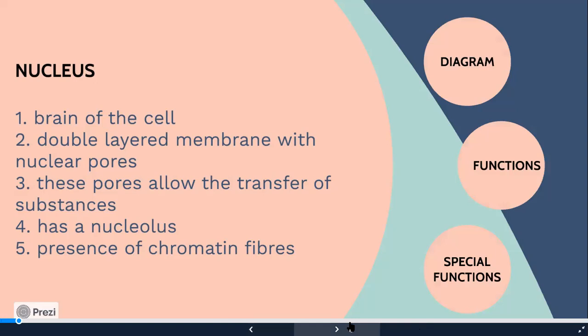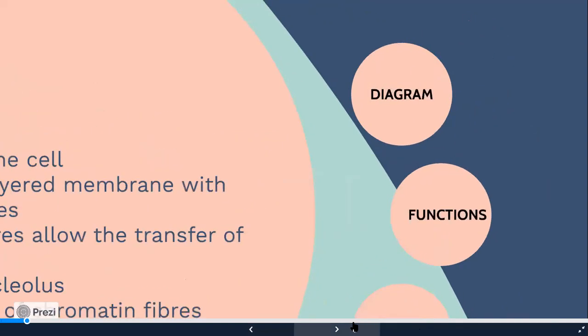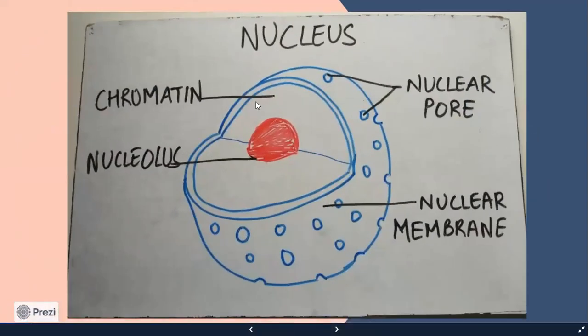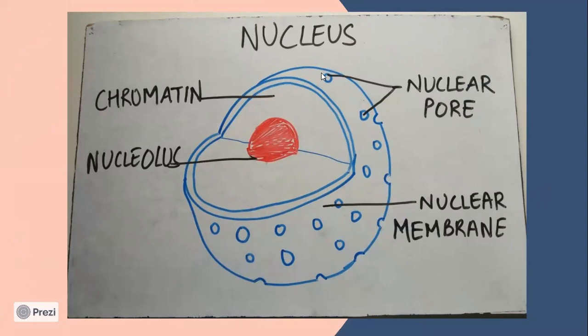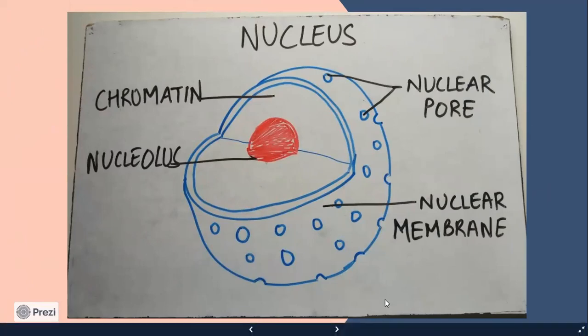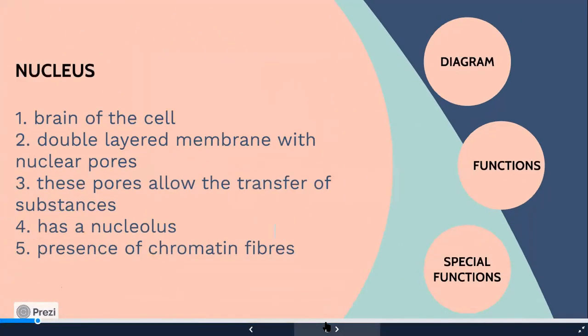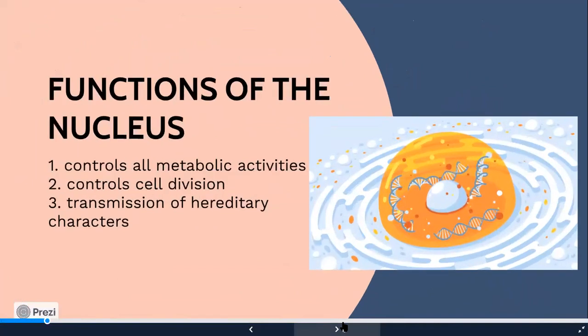Now you must be wondering, what are chromatin fibers? Chromatin fibers are basically from chromosomes. And what are chromosomes? Chromosomes are the genetic material that we have in our body. Now if we look at the diagram, we have chromatin over here. The red one that we see over here is a nucleolus. The pores are nuclear pores. Like I said, they allow the entry of specific substances and exit of specific substances, and obviously it also has a nuclear membrane.